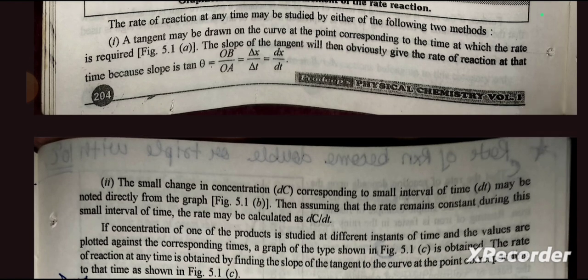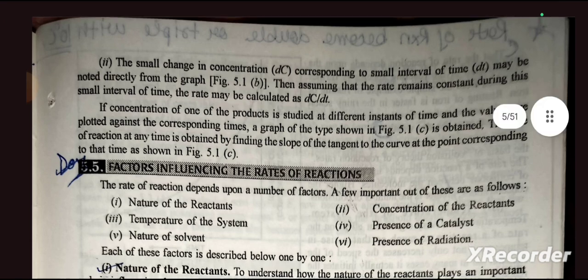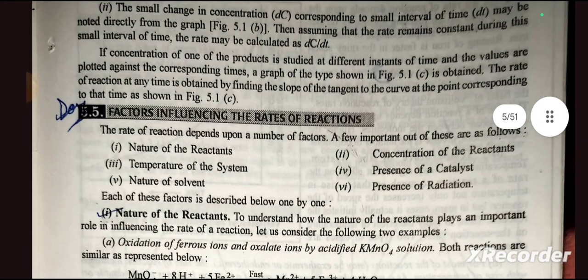because slope is tan theta is equal to OB by OA is equal to delta x by delta t is equal to dx by dt. Second, the small change in concentration dc corresponding to a small interval of time dt may be noted directly from the graph. Then, assuming that the rate remains constant during the small interval of time, the rate may be calculated as dc by dt.